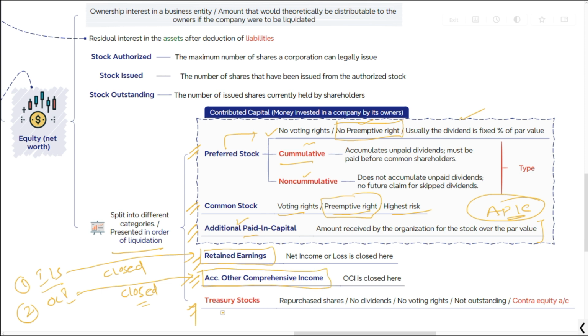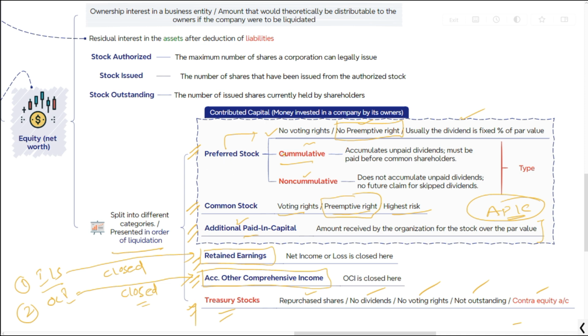Now we have treasury stock. Treasury stocks are repurchased shares. They are our own stocks, so we can't pay dividends. No dividends are paid on the treasury stock, and it has no voting rights. The treasury stock is not outstanding, and it's a contra equity account. Contra equity account means it's a deduction in the equity section of the balance sheet.